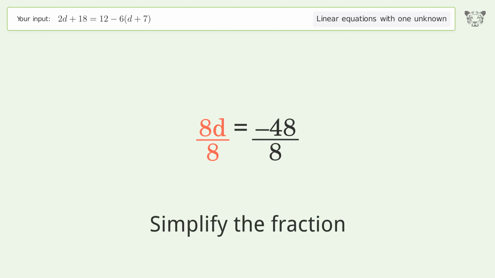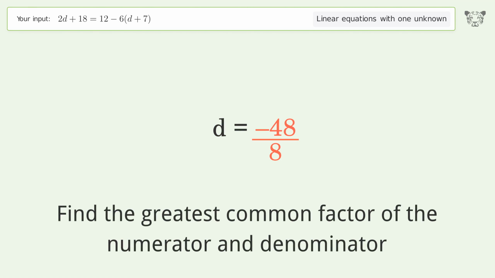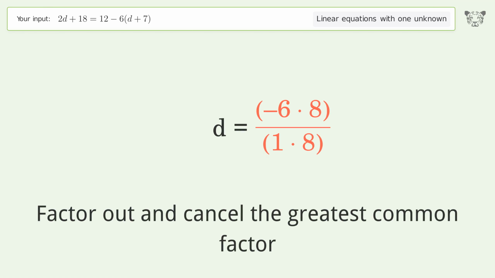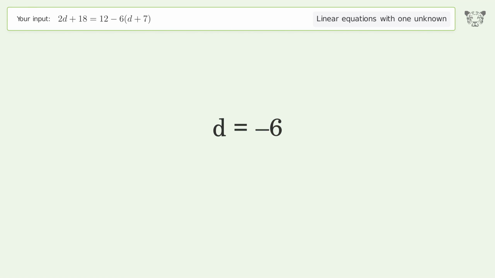Simplify the fraction. Find the greatest common factor of the numerator and denominator. Factor out and cancel the greatest common factor. And so the final result is d equals -6.